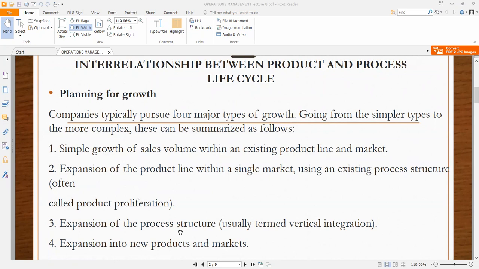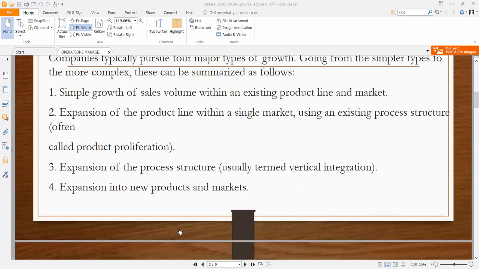Simple growth. Then the second one is expansion of the product line within a single market using an existing process structure, which is often called product proliferation. The third one is the expansion of the process structure, usually termed vertical integration. You know what vertical integration is.